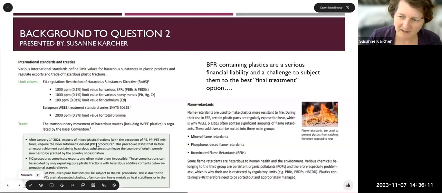So just as a summary on the flame retardants, it's not just brominated flame retardants that exist. There's also phosphorus-based flame retardants and mineral flame retardants, and they are obviously used to prevent e-waste plastics from catching fire when they're exposed to heat. But it is the brominated flame retardants that contain those persistent organic pollutants, and therefore they are very much in the focus, and that is why their use is so restricted by regulatory limits. And that is why they need to be sorted out and appropriately managed. Next slide.